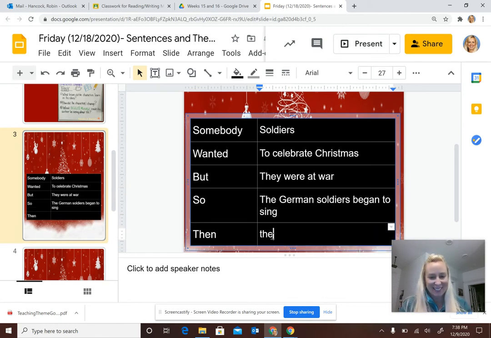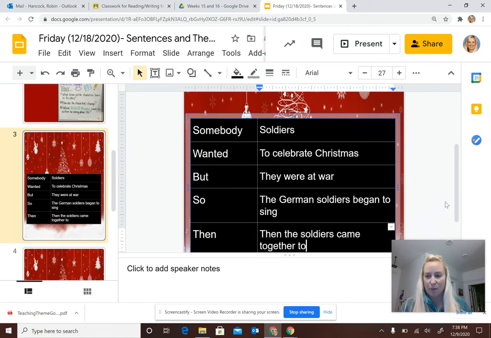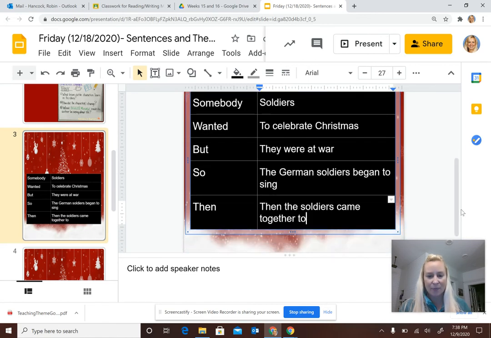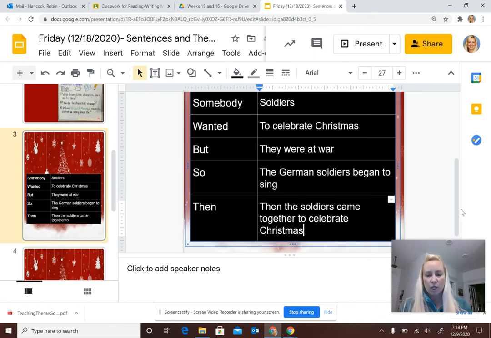Then the soldiers came together to, and let me move my slide down a little bit so you can see it, to celebrate Christmas. So there are the major points in my story. The soldiers wanted to celebrate Christmas, but they were at war. So the German soldiers began to sing. Then the soldiers came together to celebrate Christmas. So I'm trying to think about what would be a good theme.